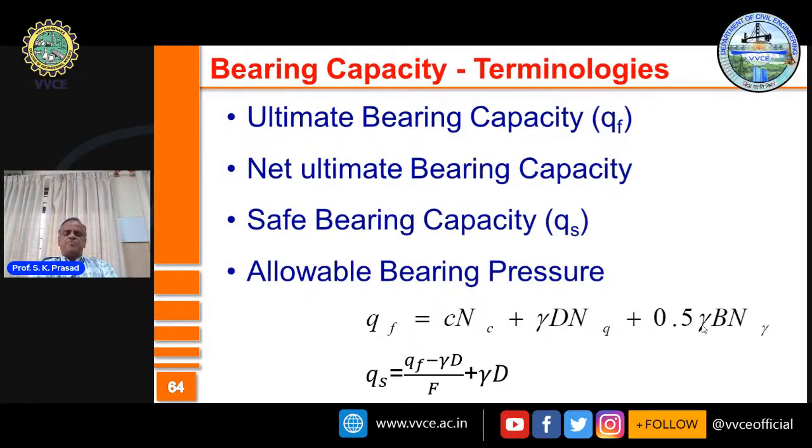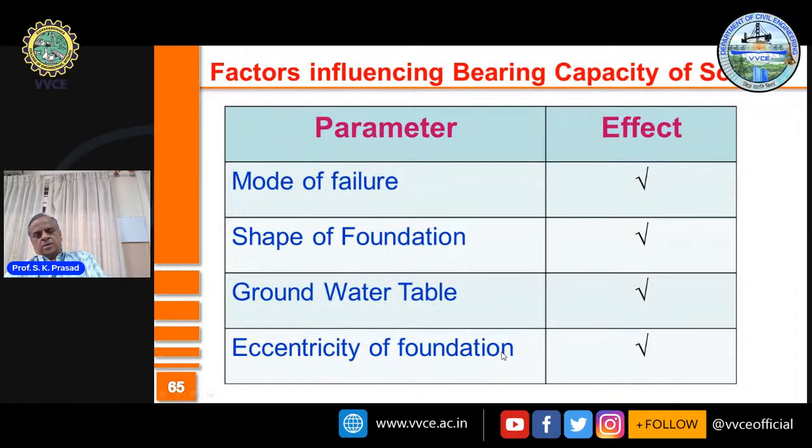Then safe bearing capacity QS is equal to the net ultimate bearing capacity, what you see here, divided by the factor of safety plus the initial overburden pressure. I dealt with these 4 important factors which influence bearing capacity, which Terzaghi identified way back in the 1940s and 50s. He said that mode of failure influences, though he derived his formulation assuming the soil to be subjected to general shear failure.